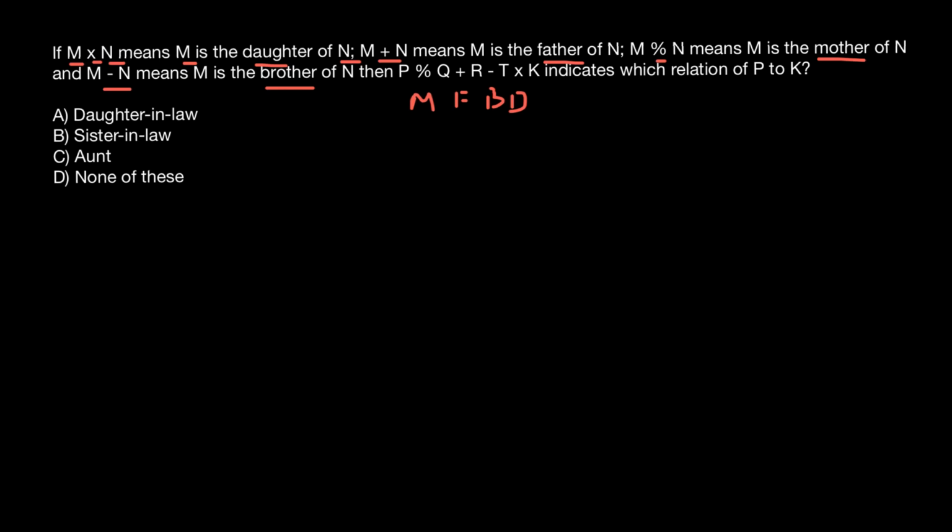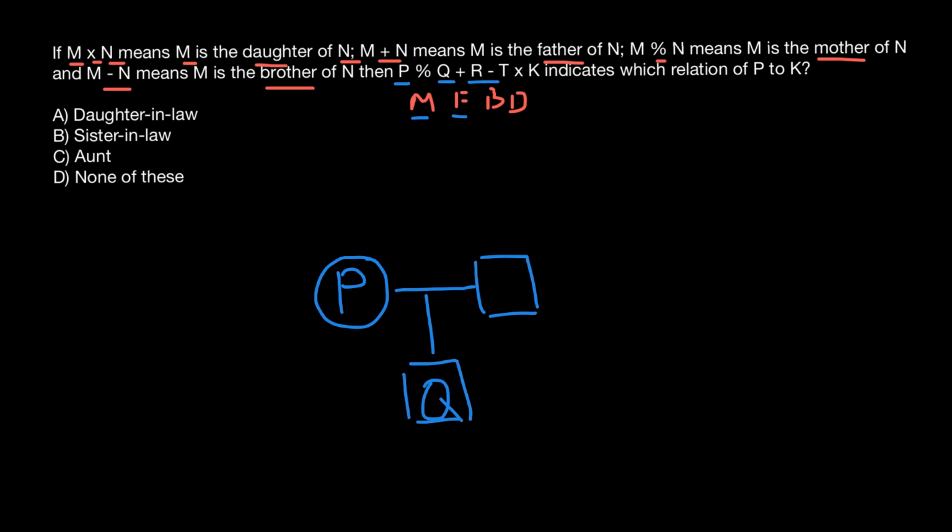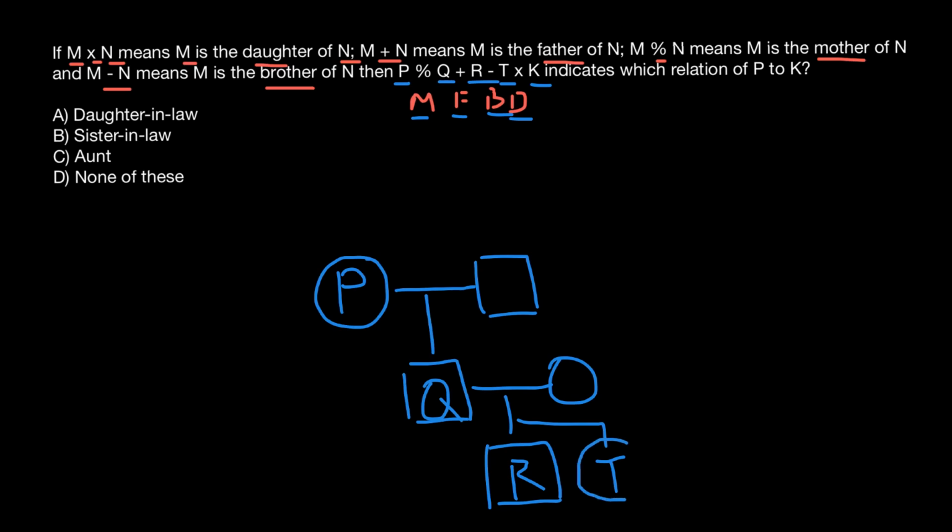Now let's build a pedigree. P is the mother of Q, and Q is the father of R. R is a brother of T, and T is a daughter of K, so we put a circle here for T. We know that one parent is Q, so the second parent has to be K.